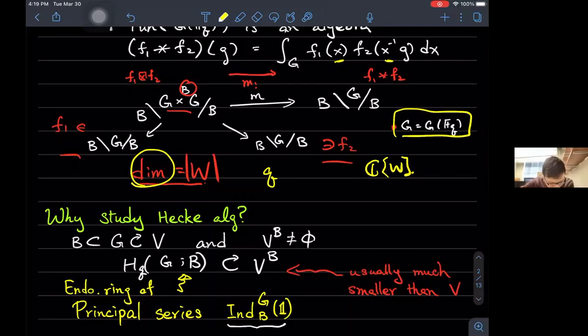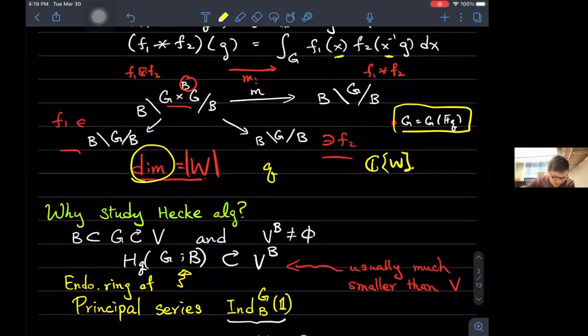Another reason for studying the Hecke algebra is that it is the endomorphism ring of the principal series. Namely, if you induce the trivial representation from the finite group B(F_q) to the whole group G(F_q), and then study the endomorphisms of this induced representation, then you will get this algebra.